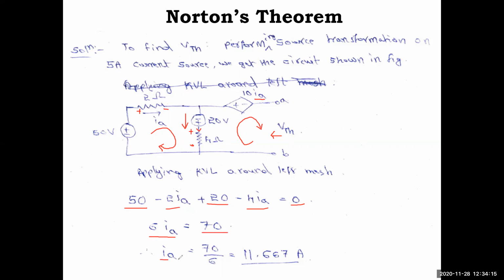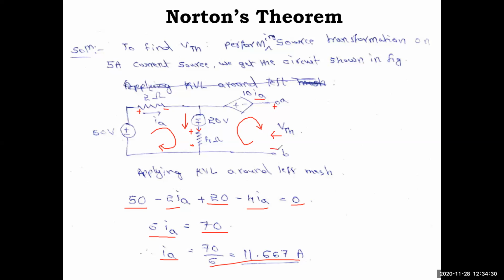So from this, what is IA equal to? 70 by 6, which is 11.667 amps. Just observe. Okay, so you got the IA now. Now you can apply the KVL to this branch, so you'll get the VTH. Okay, so what is this branch now?